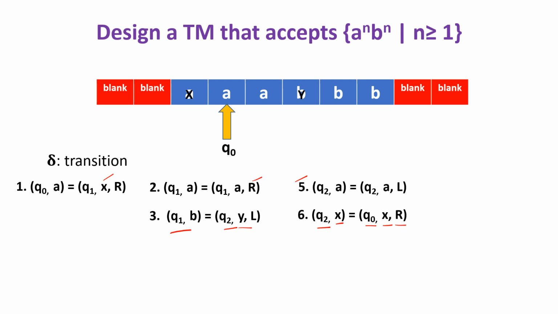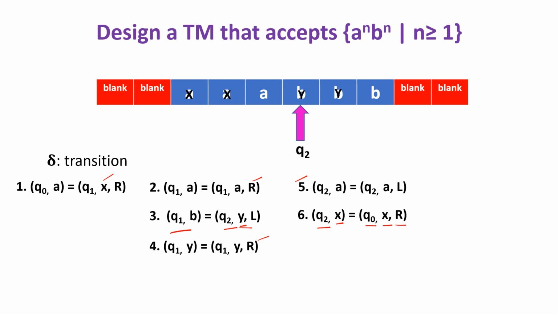Next again Q0 A. So Q0 A means Q1, A is replaced as X, move towards the right. Next Q1 A. So for Q1 A, Q1 as it is, A as it is, move towards the right. Next Q1 Y. We don't have any transition here. So let us write one more transition. Q1 Y: Q1 as it is, Y as it is, move towards the right. Next Q1 B. So this is your first leftmost B. Replace it by Y. Change the state from Q1 to Q2 and move towards the left.